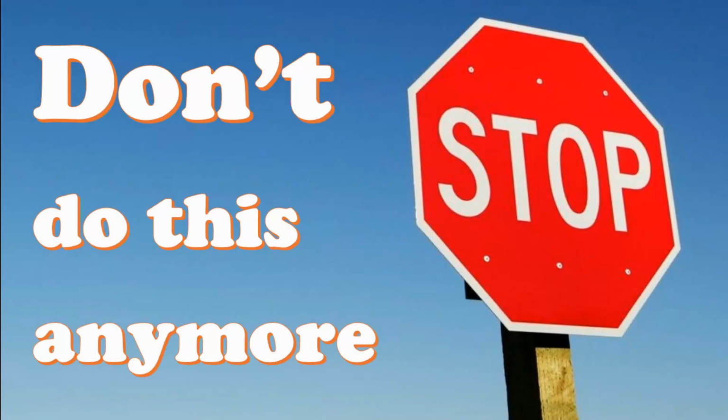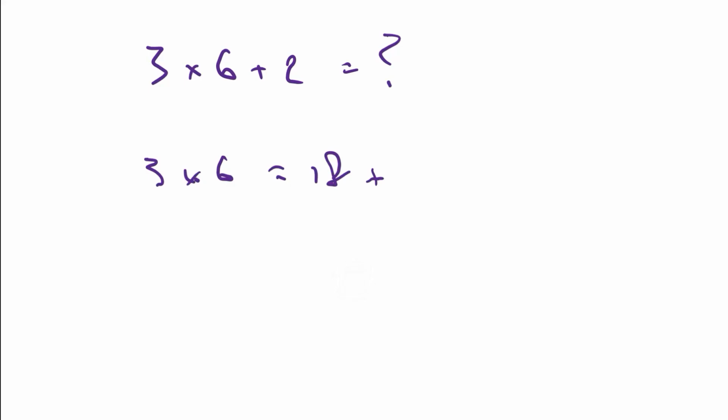Okay, so here's something just quickly that you should really stop doing, and that is combining steps. Let's say we're given a problem of 3 times 6 plus 2. We want to know what that equals. Okay, well, let's do this then. 3 times 6 is 18. And then we'll add 2 and we'll get 20 because 18 plus 2 is 20.